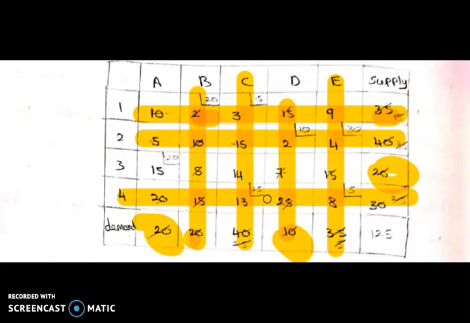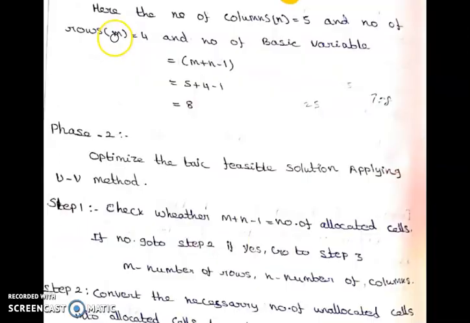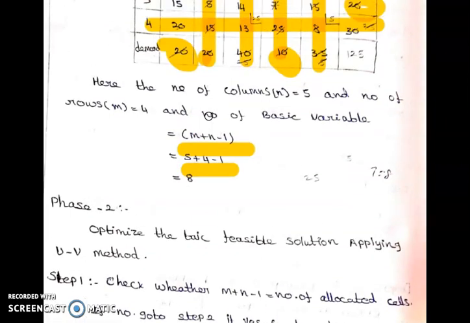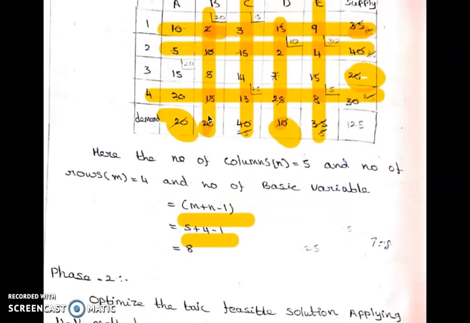So we can stop here. The number of columns n equals 5 and the number of rows m equals 4, and the number of basic variables should be m plus n minus 1. We can verify that: 4 plus 5 minus 1 equals 8. But here the allocations are 1, 2, 3, 4, 5, 6, 7.